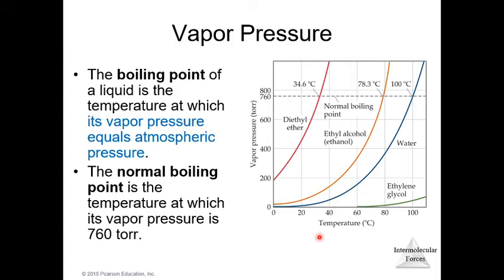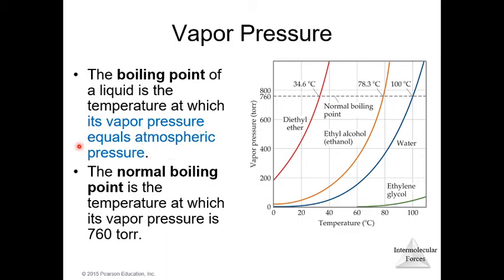Okay, so when does something boil? Well, something boils when the vapor pressure is equal to your atmospheric pressure. So if I'm at 760 torr, which is 1 atmosphere, the temperature it boils at is called the normal boiling point.